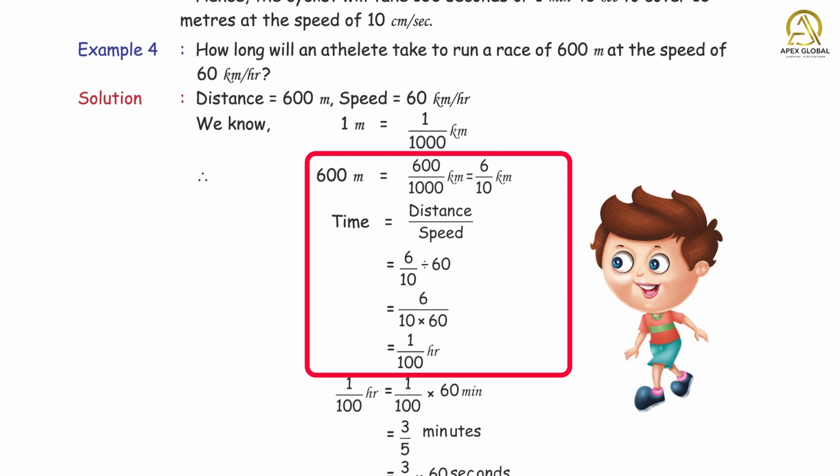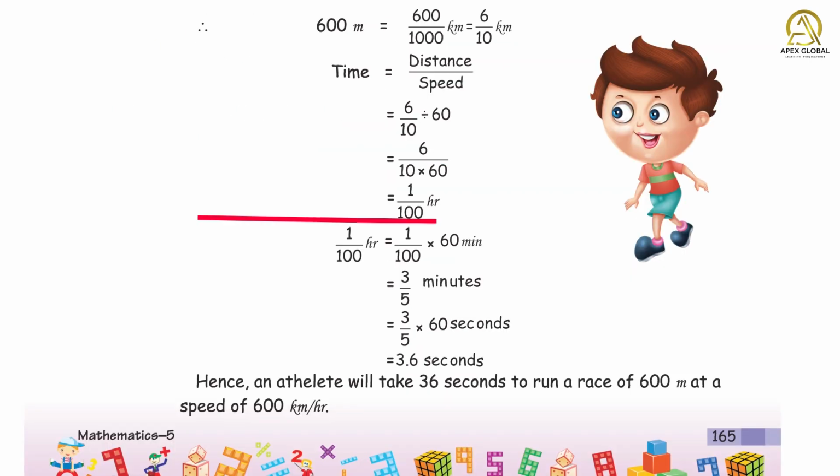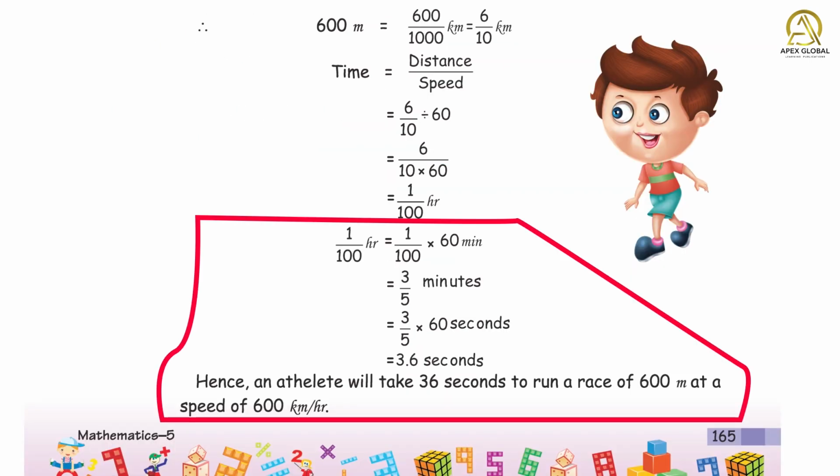Time is equal to distance upon speed, which is 6 upon 10 divided by 60. 6 upon 10 into 60 is equal to 1 upon 100 hours. 1 upon 100 hour is equal to 1 upon 100 into 60 minutes, which is 3 upon 5 minutes. 3 upon 5 into 60 seconds is equal to 36 seconds. Hence, an athlete will take 36 seconds to run a race of 600 meters at a speed of 60 km per hour.